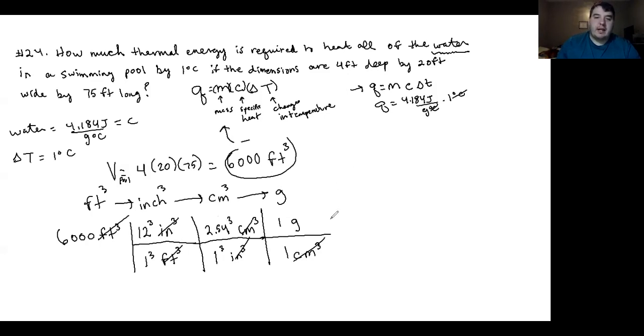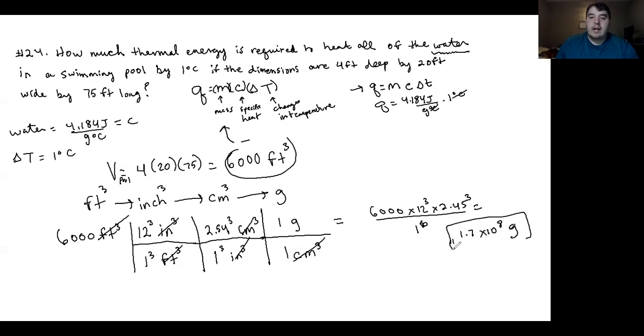So when we calculate everything together, we're going to get 6,000 times 12 cubed times 2.54 cubed, and all over on the bottom, we've just got 1 cubed. Or essentially, this is actually 1 to the 6th if we calculate these two things together. When we get all this calculated, I did a pre-calculation ahead of time, I'm going to get 1.7 times 10 to the 8 grams. So this right here is the amount of grams in this water based off the amount of volume given.